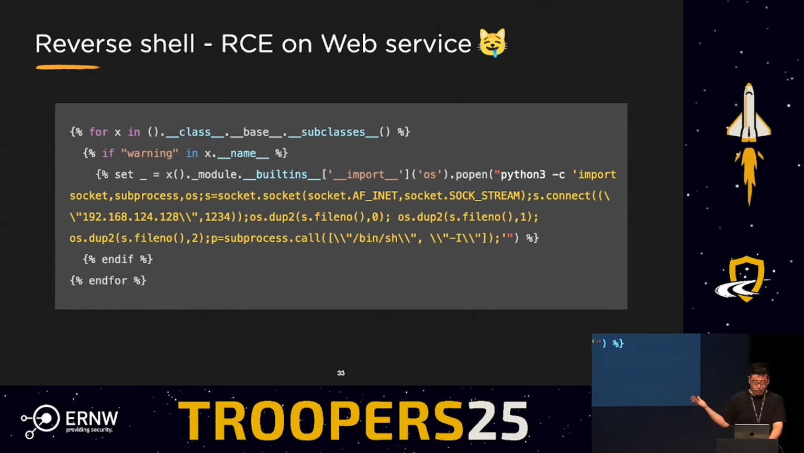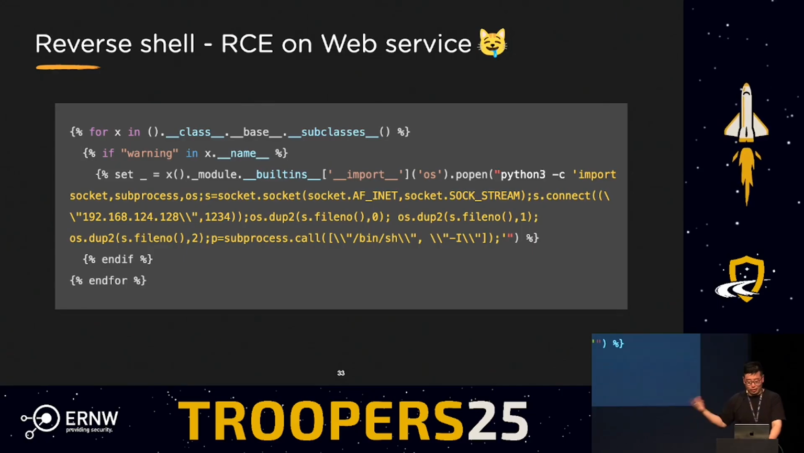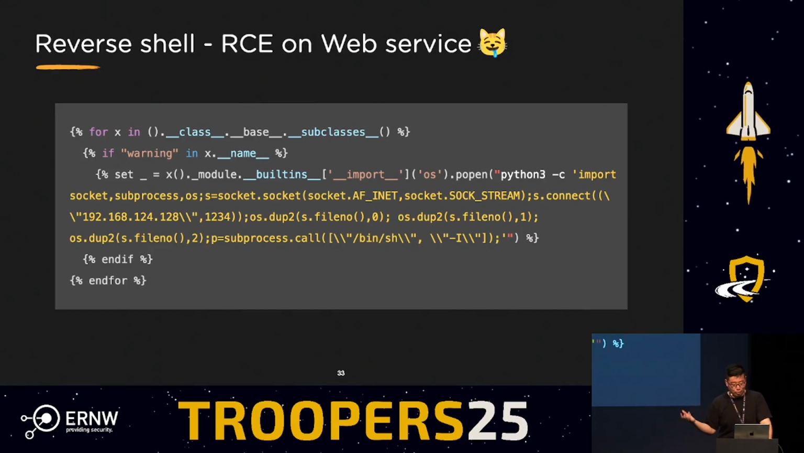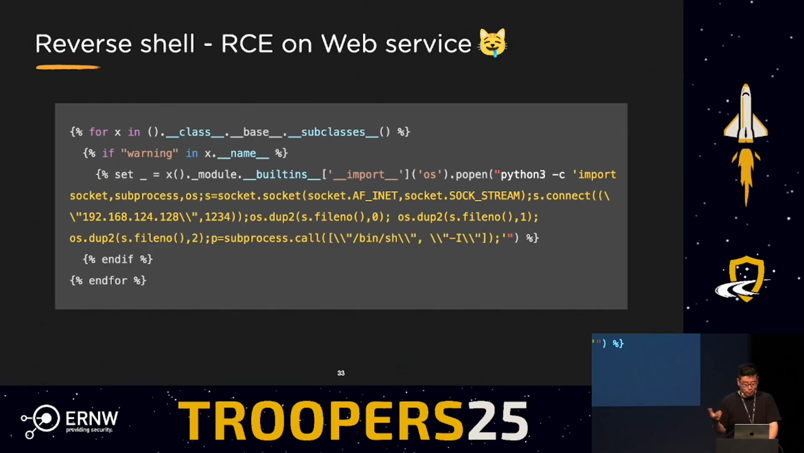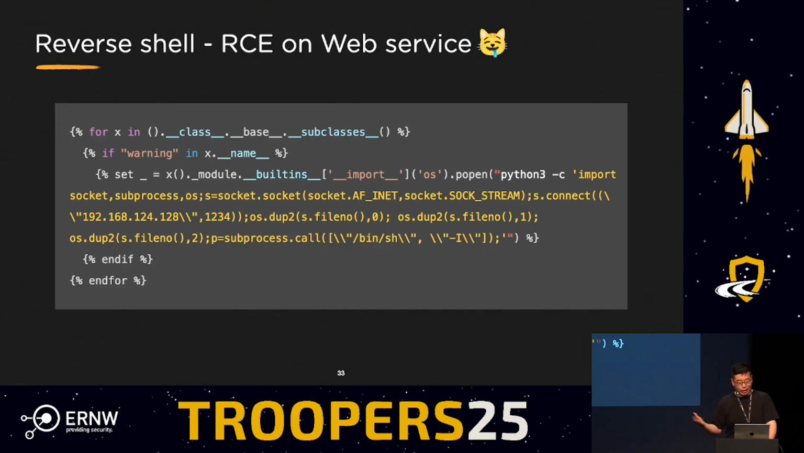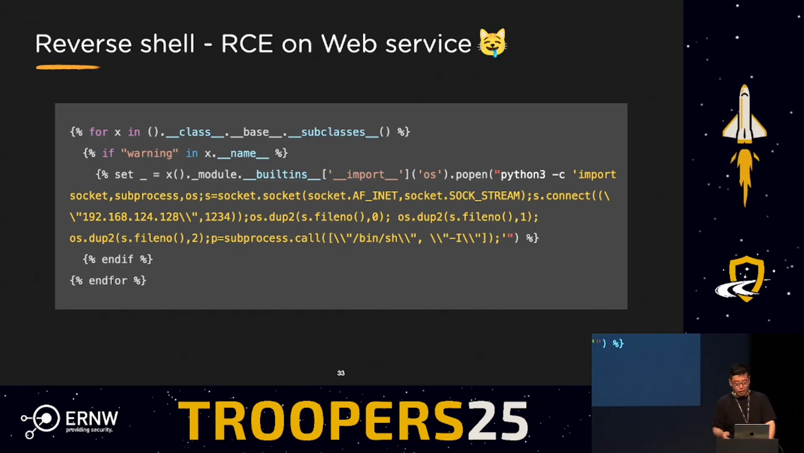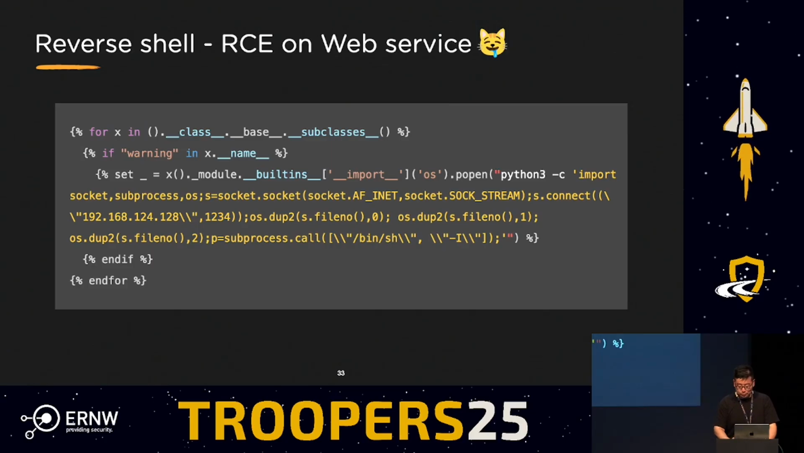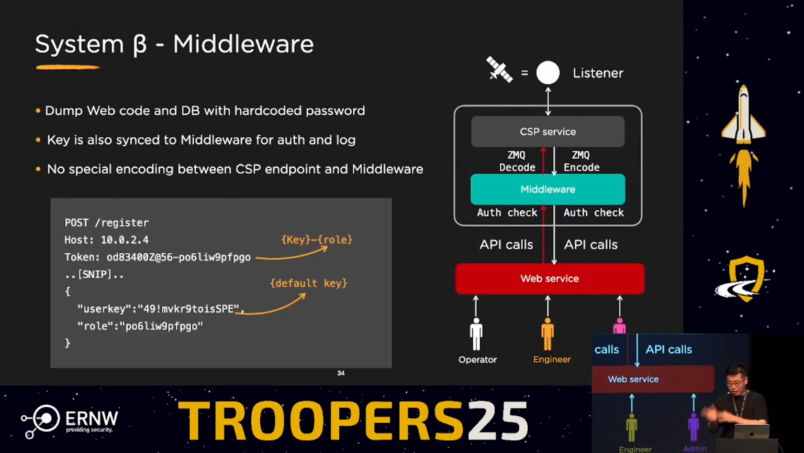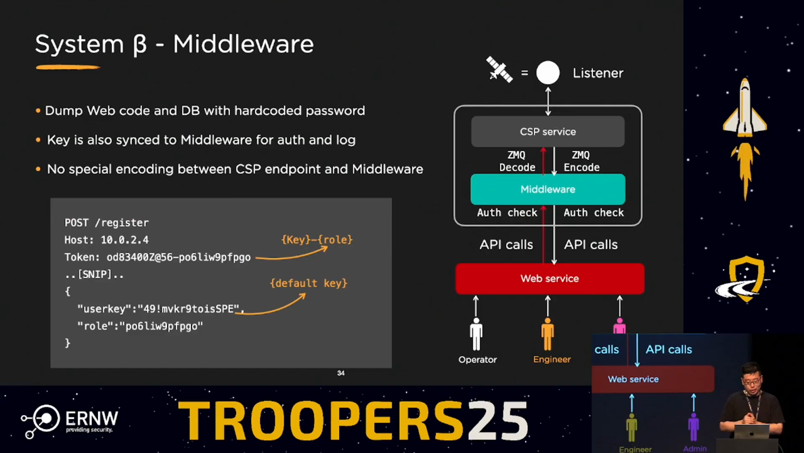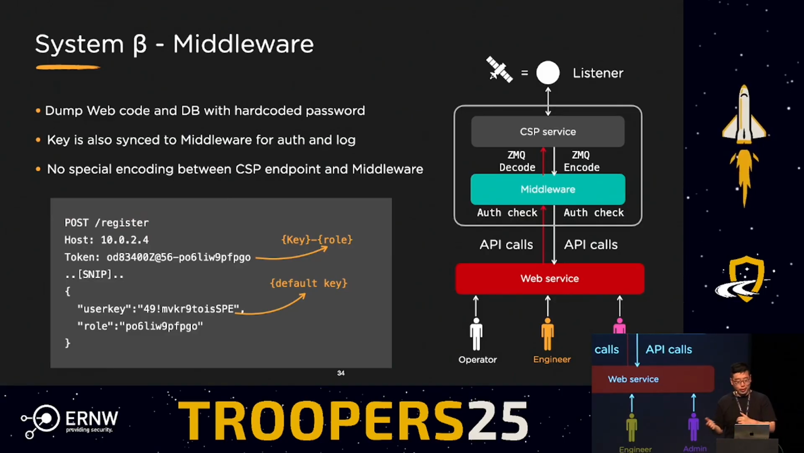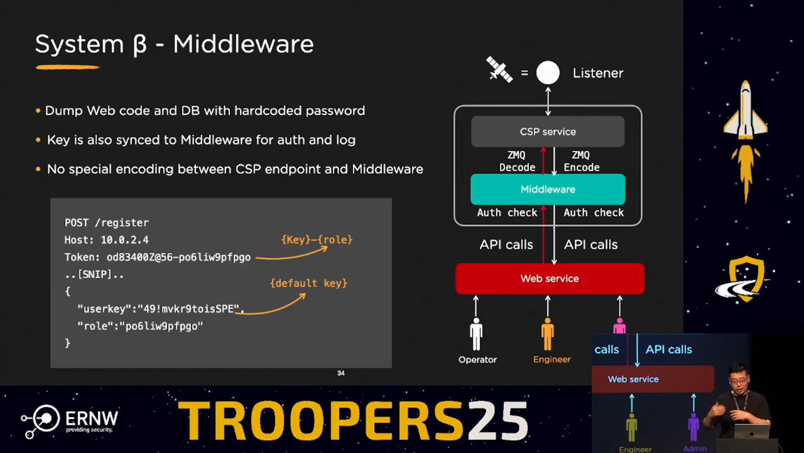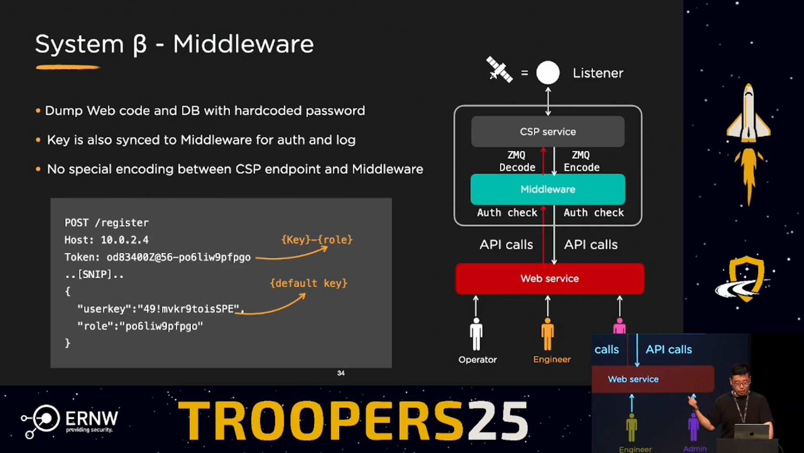I can get in the web service. You just have to open a subprocess and build sockets and deal with the input output, and then you can get the shell. So after I get a shell, I start to dump the source code of the web and the database, and I also try to use it to directly communicate to the listener, to the middleware.